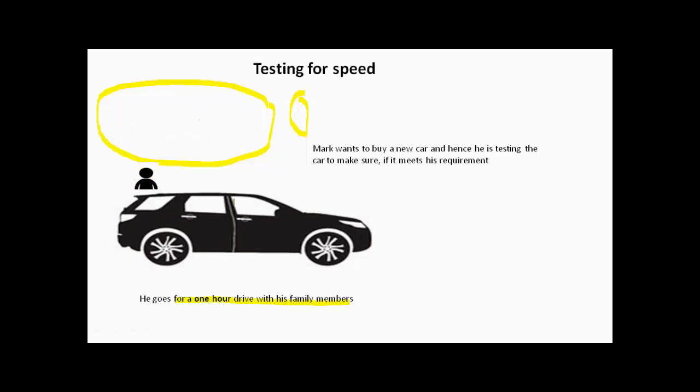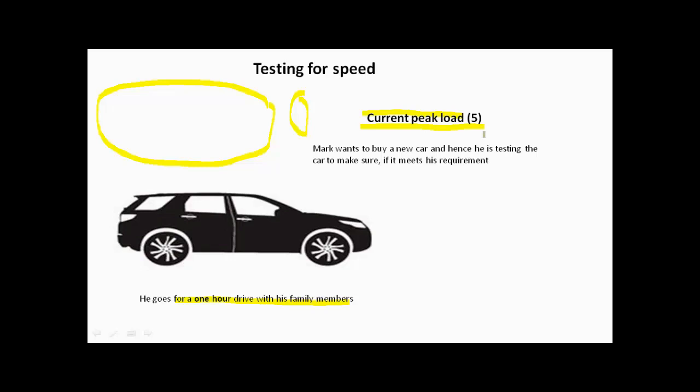When he's going for the drive, there's one thing that he is testing for. He is testing for the speed. And one more thing, the current peak load. The current peak load is the load which the car is supposed to handle on a regular basis. Right now the Mark family, with himself, is a total of 5 people. So the maximum load Mark can have in this car is 5.